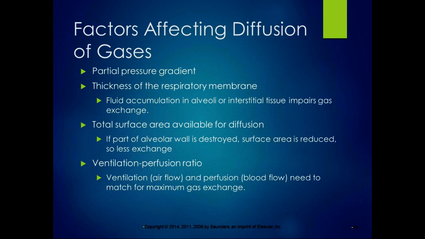So the things that affect the diffusion of gases in the alveoli are the partial pressure gradient, the thickness of the respiratory membrane. So if there's fluid accumulation in the alveoli or in the interstitial tissue, which is pulmonary edema, it impairs gas exchange. That makes sense, right? The total surface area available for diffusion. So if part of the alveolar wall is destroyed, the surface area is reduced and you have less gas exchange. And the ventilation-perfusion ratio. Ventilation and perfusion need to match for maximum gas exchange. So you have to have the right amount of blood flow and the right amount of airflow in order for it to work optimally.